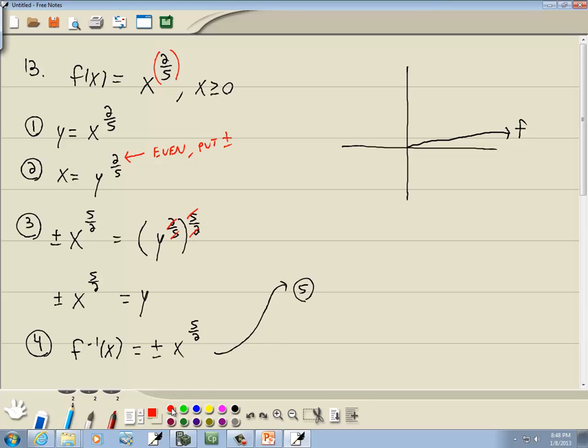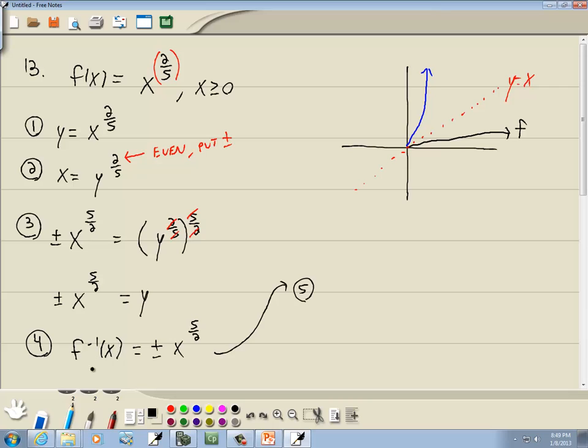Well, let's look at our graph here. This is our f of x. Here's our line, y is equal to x. Our inverse is symmetric to that, so I take this graph here and reflect it across that line, and it would look something like this right here.